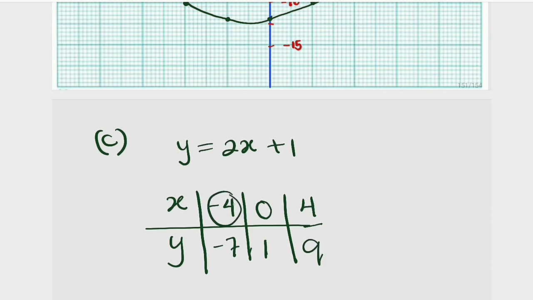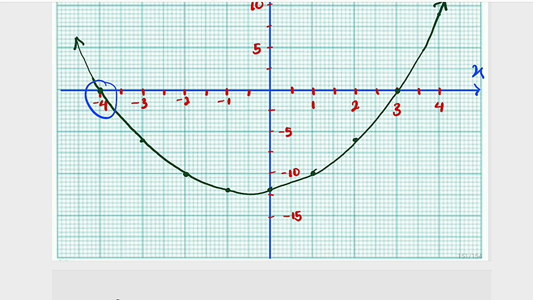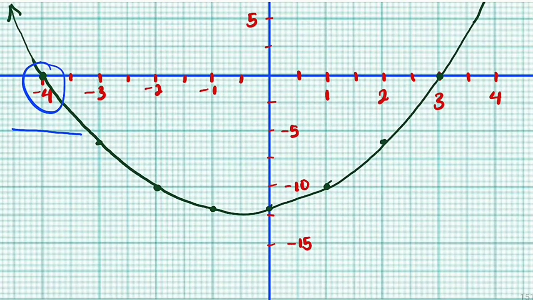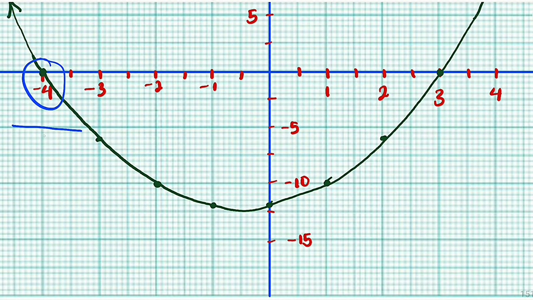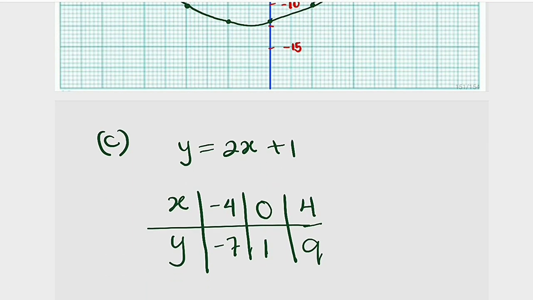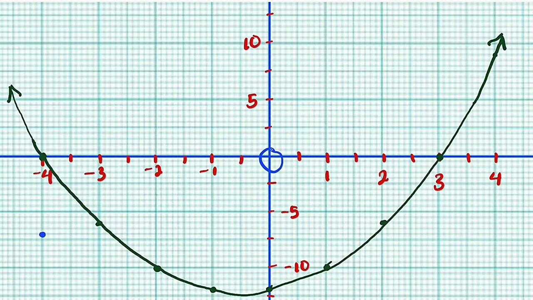So when x is negative 4, y is negative 7. So let me use the blue marker. We have negative 4 here. We need to locate negative 7. This is negative 5. For negative 7, we need 4 extra small lines. 1, 2, 3, 4. Then the second point is when x is 0, y is 1. This is where x is 0, so we need to locate 1. This is 1 somewhere here.